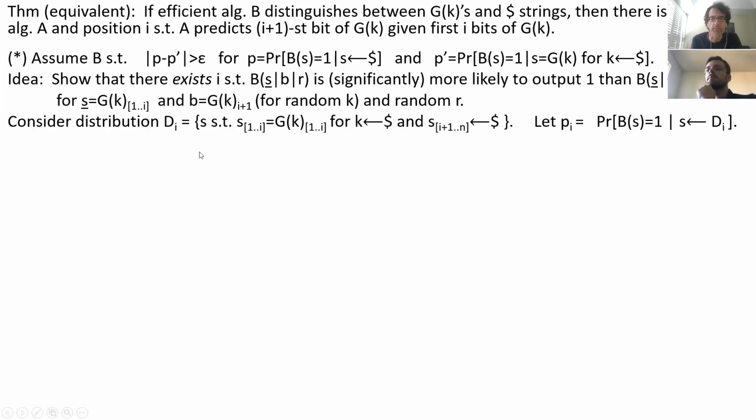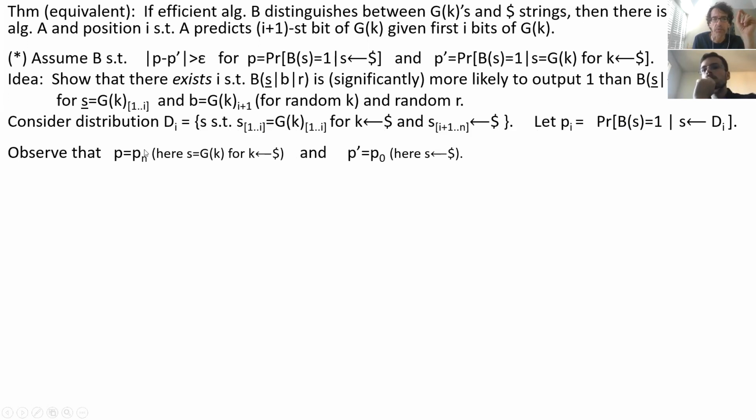Here is the hybrid. Perhaps you guessed that the hybrid is a bit string whose first i bits are output of a PRG on a random seed, and the subsequent bits are just random. Let P_i be the probability that B outputs this fixed flag on such distribution. Now, this probability P, right, is the input is fully random.